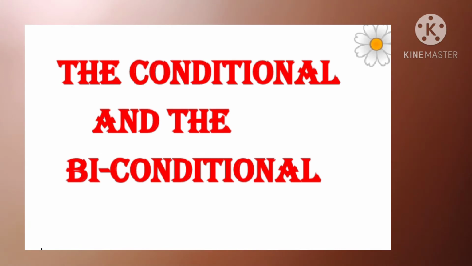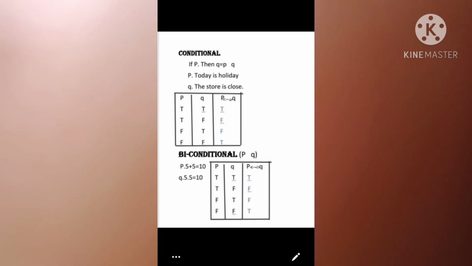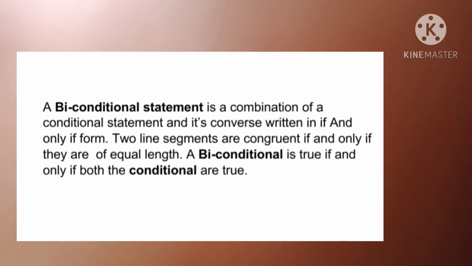The conditional and biconditional. We have an example in the box about the conditional and biconditional. A biconditional statement is a combination of a conditional statement and its converse written in if and only if form. Two line segments are congruent if and only if they are of equal length. A biconditional is true if and only if both conditionals are true.